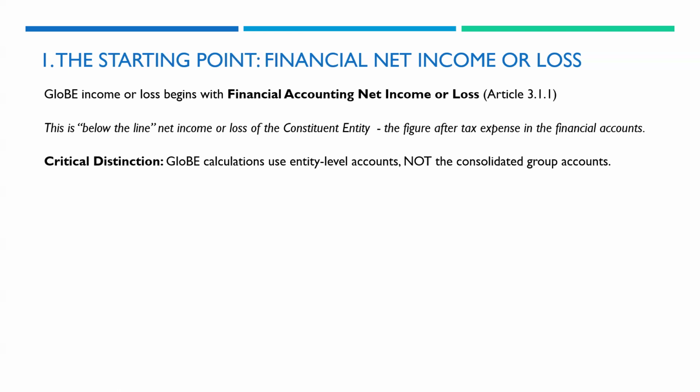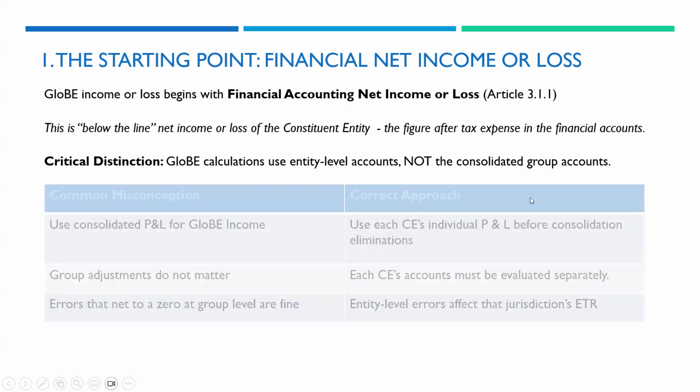Now, with respect to calculation of globe income, as you know the hierarchy from before, it's first jurisdictional top-up tax calculation, then entity level, then parent level, correct? So, for finding the jurisdictional level top-up tax, you have to have entity level computation. So, globe income uses entity level accounts, not the consolidated group account. You have to start from the financial accounting net income of each constituent entity.